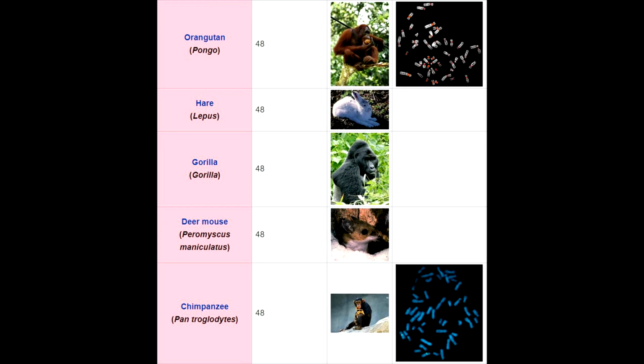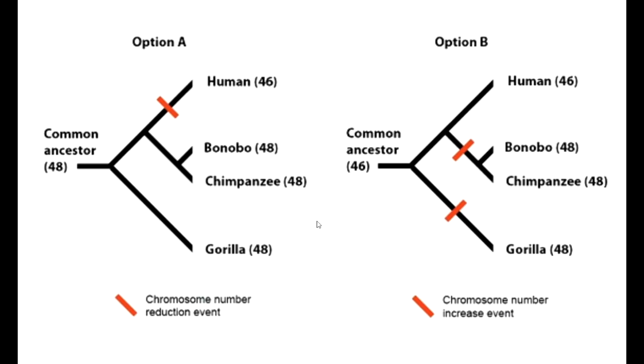But they don't. They all have 48. There are two options for why that is, and one of them is much more likely than the other. Orangutans aren't shown on this, but they also have 48 chromosomes, remember. So that means that either all of our common ancestors had 48 chromosomes, and humans combined two of them, or our common ancestor had 46, and all the other great apes gained two.